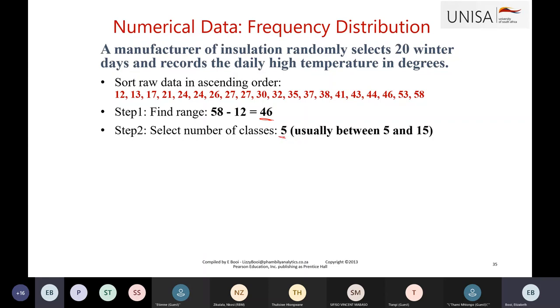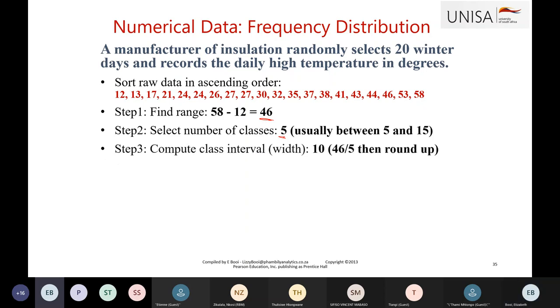For this, we're going to create 5 classes, so we're going to group the data into 5 groups. To create a class width, I'm going to take my range, which is 46, and divide it by 5. Let me clarify my response before I do that. If I take 46 and divide that by 5, because I want to create 5 groups, here I am going to slaughter maths. You know when they say people slaughter maths. 46 divided by 5 is 9.2.